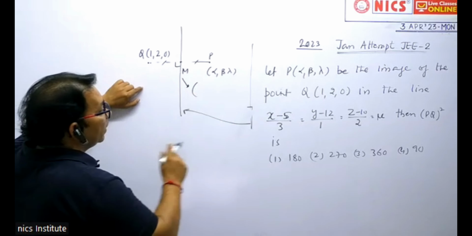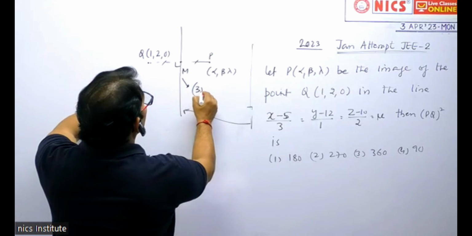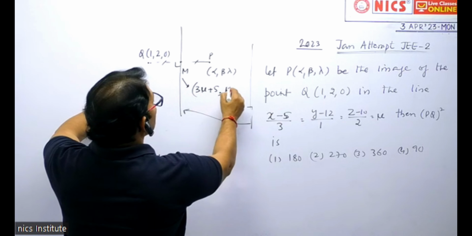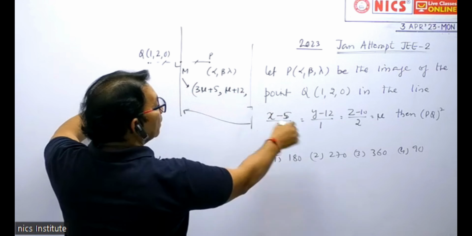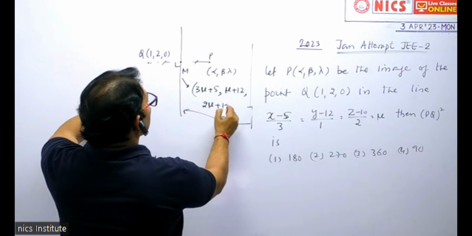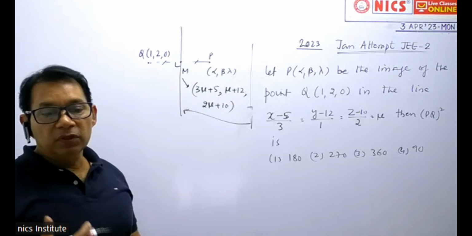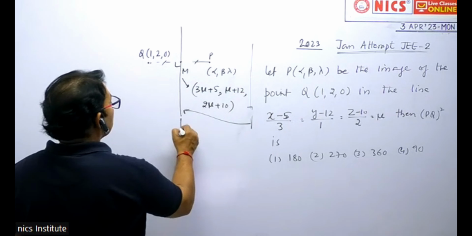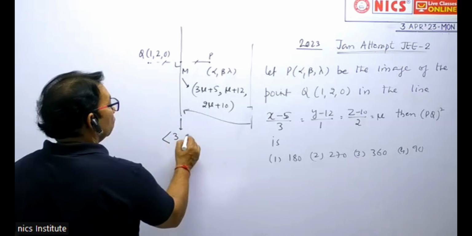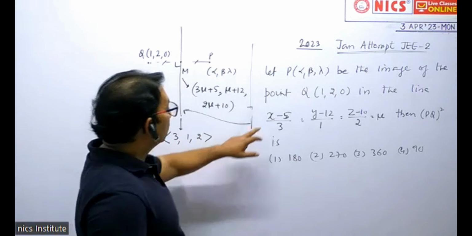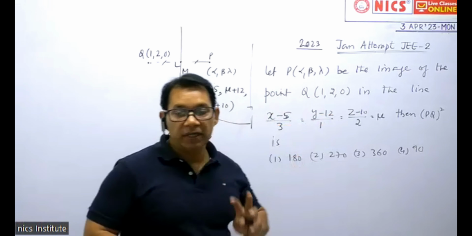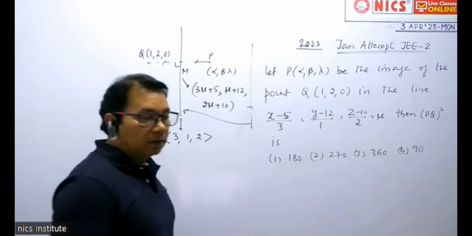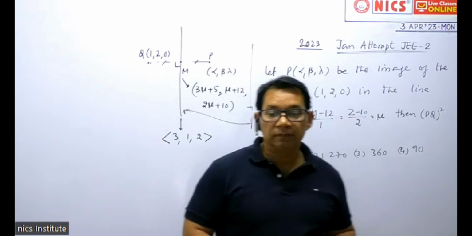The coordinates of M will be 3 mu plus 5, 1 into mu plus 12, and 2 mu plus 10, right? This is any point M on the line. Then you know the DRs of this line. DRs of this line are 3, 1, 2. Ensure that the coefficient of x, y, and z is 1, which is already there. You will get minus 1.